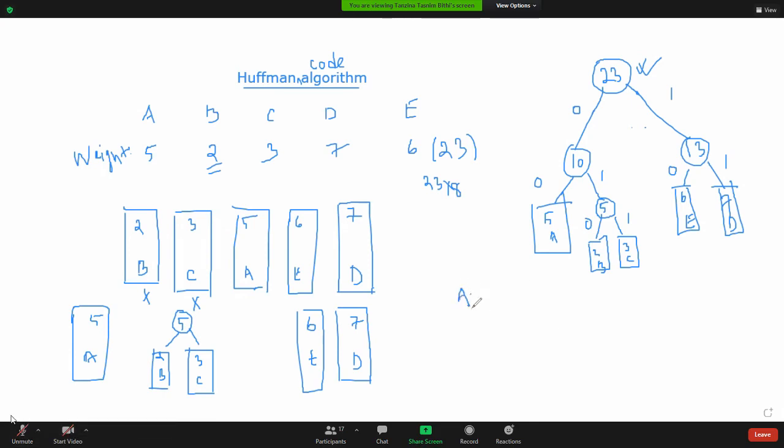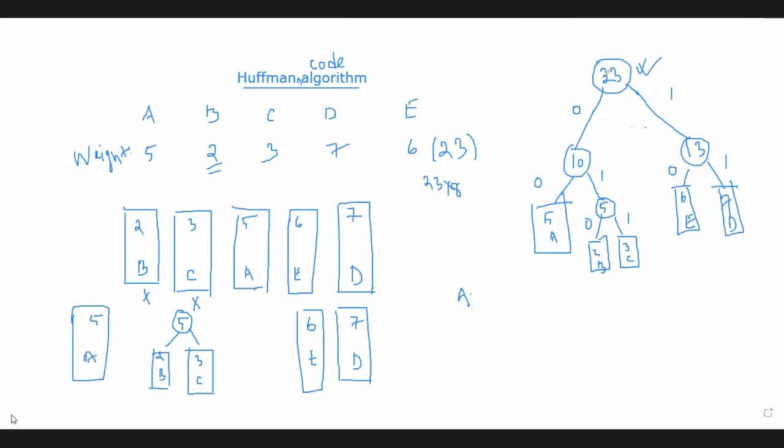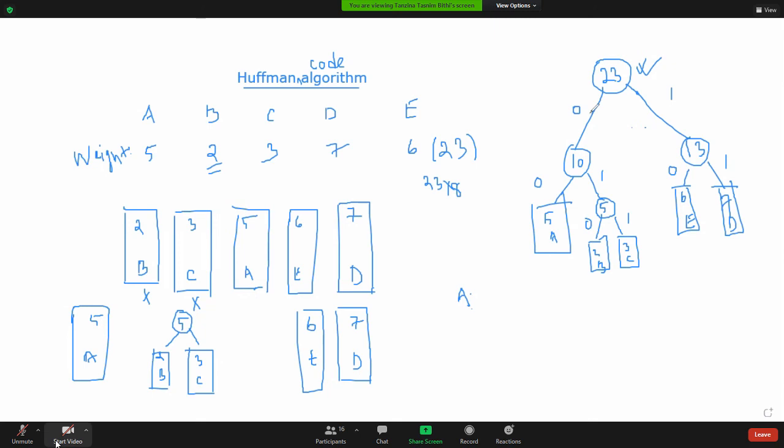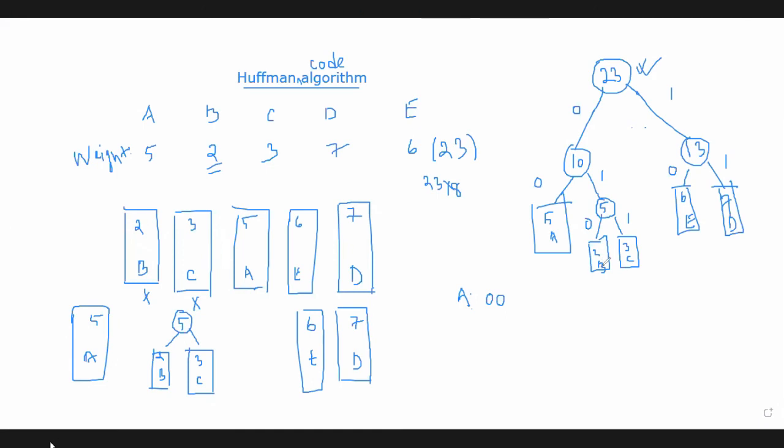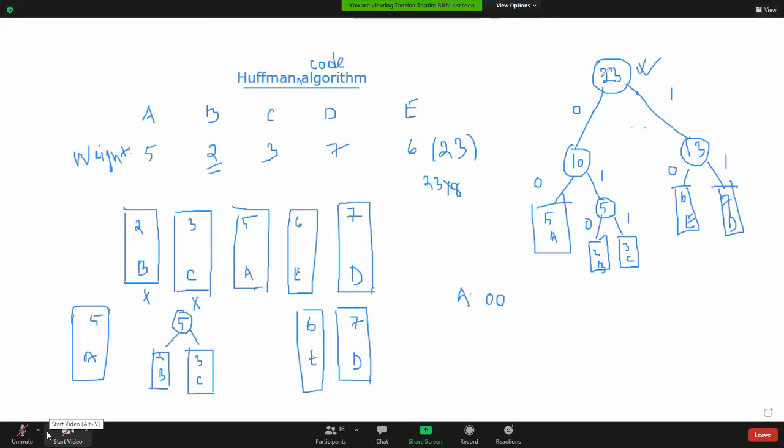5. For A, what is the path? This is the path sequence. From 23 to 10, 10 to A. In this path sequence, which values are assigned? 0 and 0. So 0, 0 is the variable length code for A. And now the next one is B. What is the path sequence of B? 23, 10, 5, and then 2. And what is the path length? Path length is 3. So in these 3 path lengths, we assigned 3 values, 0, 1, 0. So for B, the variable length code is 0, 1, 0.